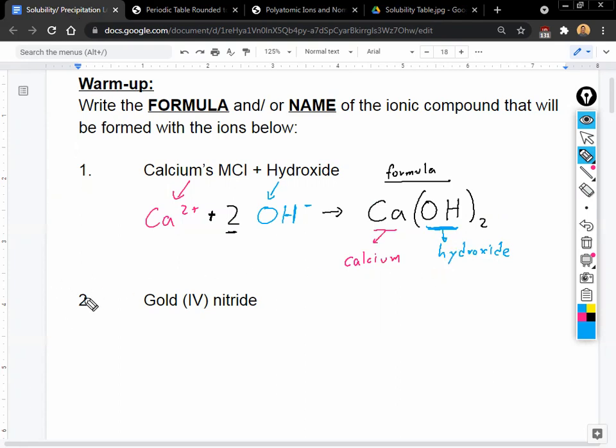Okay, I'll give you guys about a minute and a half to work with the person next to you on number 2. We have gold 4 nitride. I want you to write just the formula for this one since you have the name already. You can work with the person next to you, and then we'll go over it together before we start the concept for today.